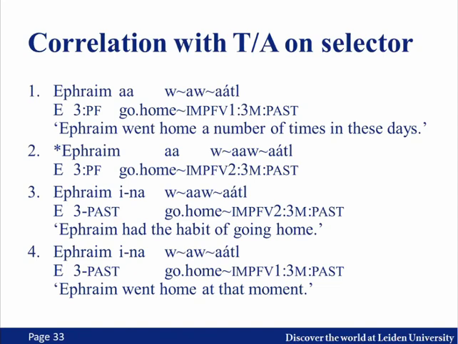But I cannot make that same verb. I cannot use it with the A instead of the Ina, which is in sentence 2. I cannot say Ephraim Wawat. Can only say Ephraim Awawat. These are some data that are puzzling me. I have to look much closer to the correlation between the aspectual marking on the selector and the aspect that is marked on the verb itself.